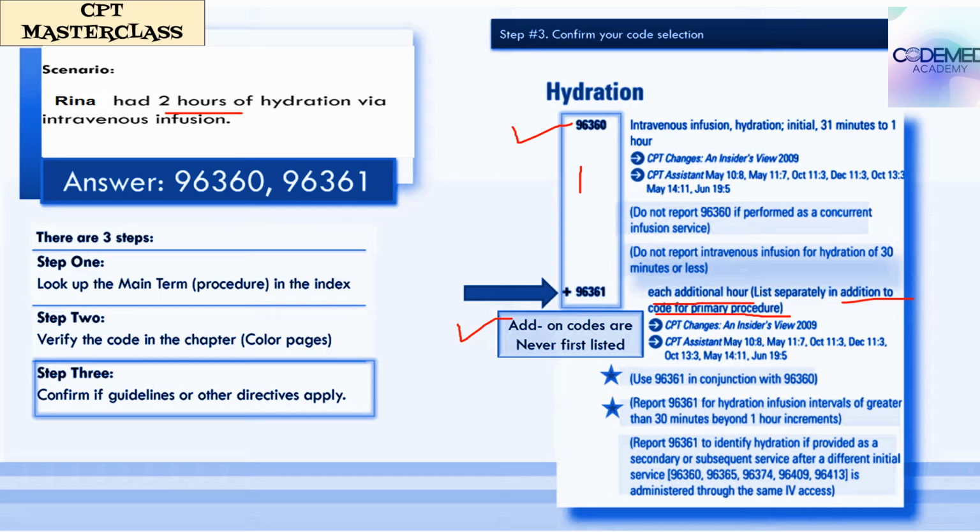Again, you have learned that we will never write the add-on code in the first place. There has to be the primary code. This is the primary code and this is the add-on code. How do I know that this is the add-on code?